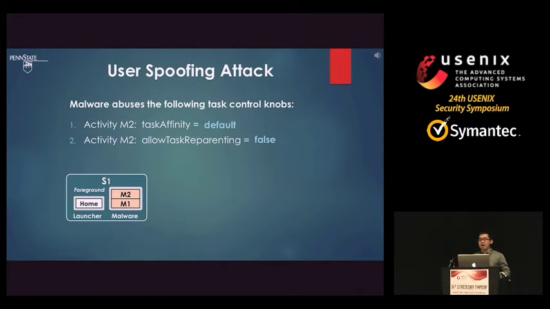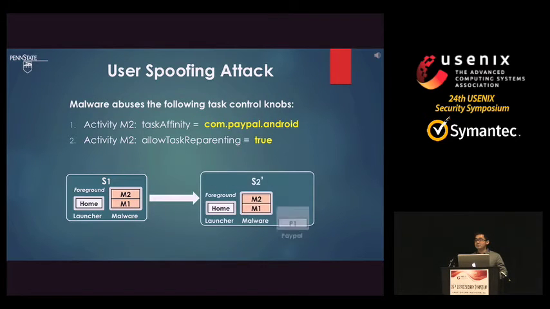Now it is more clear how the malware can abuse the task control knobs. First, it sets the task affinity of activity M2 to the PayPal package name, and then it sets allow task reparenting to true. Under these circumstances, when the PayPal task is created, M2 is relocated by the system from the malware to the PayPal. Note that during this process, although PayPal is started, the P1 activity is not brought onto the screen at all.